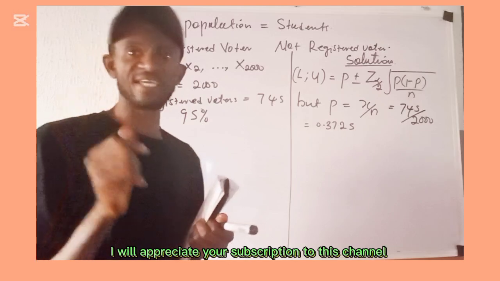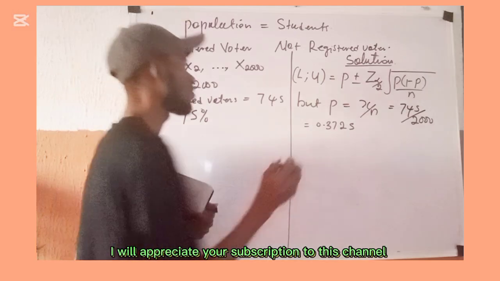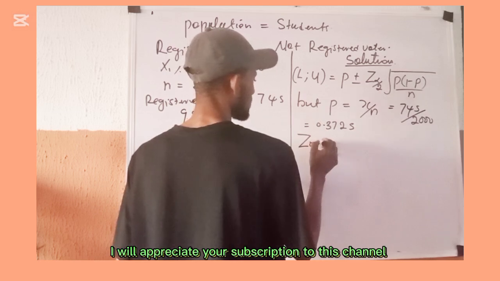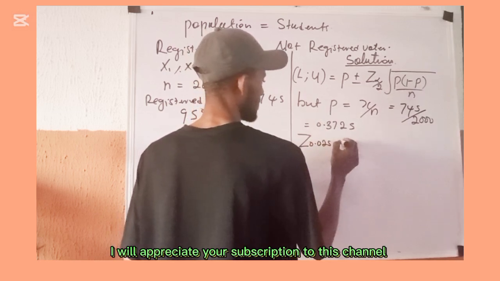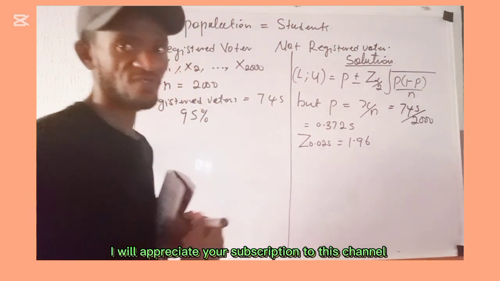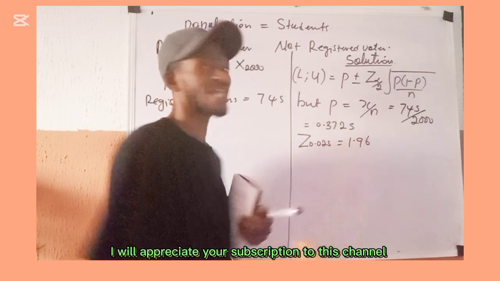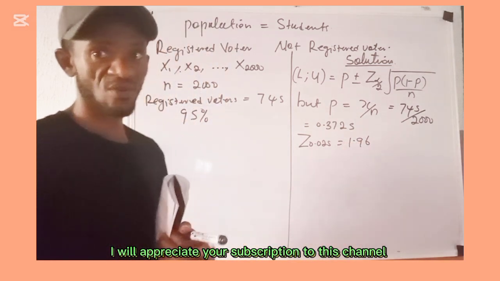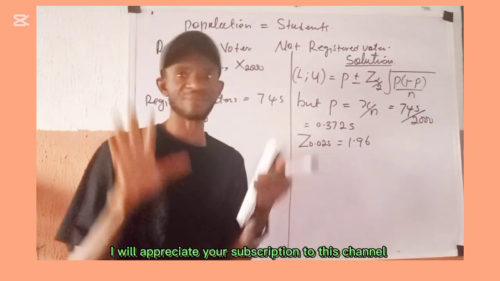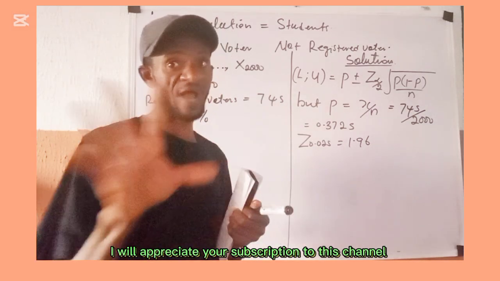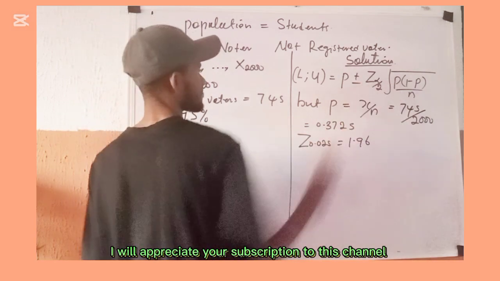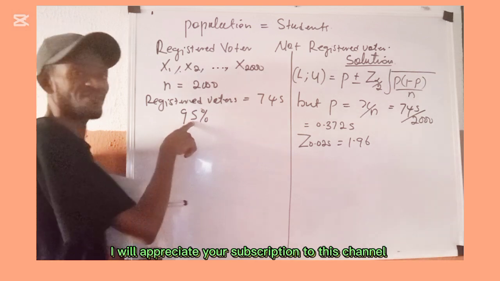Okay? And they gave us a hint earlier: Z of 0.025 equals 1.96. That is the hint that they gave us. We can actually read this from a standard normal table, but because it's going to take a lot of our time, and it might not be visible enough for our students to see, what we are going to do is return back here.